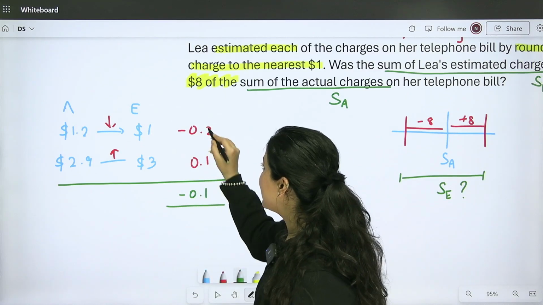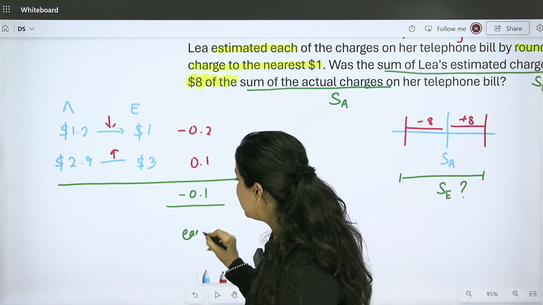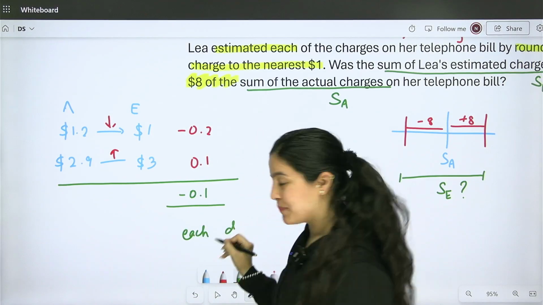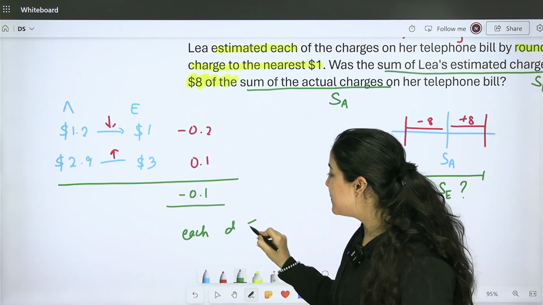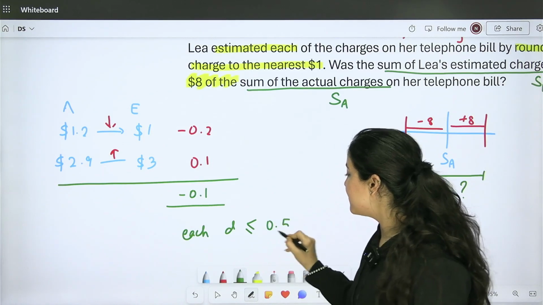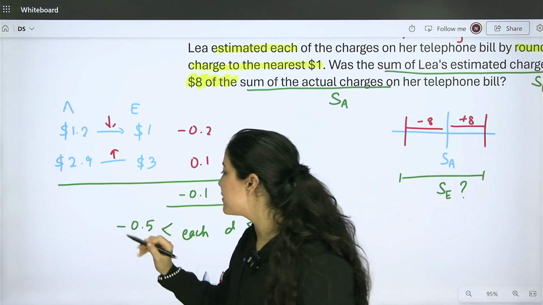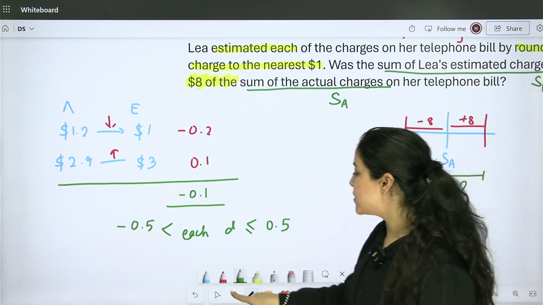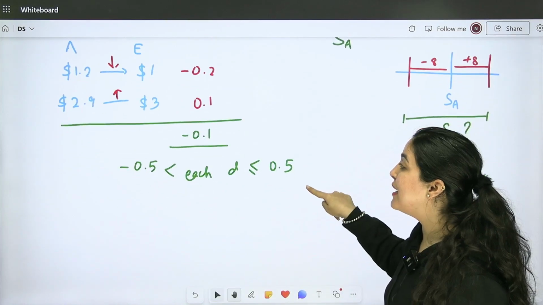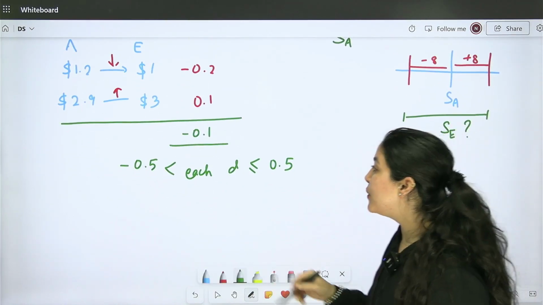Each deviation that you have here, let's call that each small d. This is always going to be less than or equal to 0.5 and it will definitely be greater than negative 0.5. Where am I getting this from? Just imagine what is happening, what kind of rounding are we doing here.